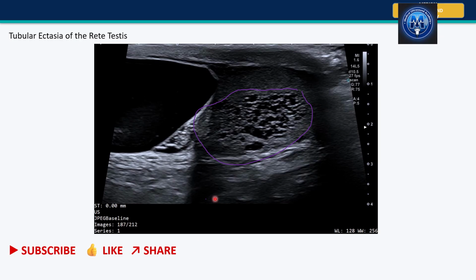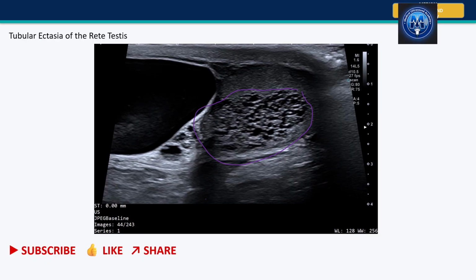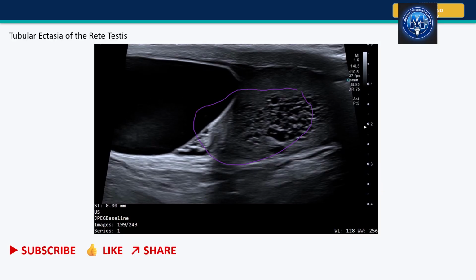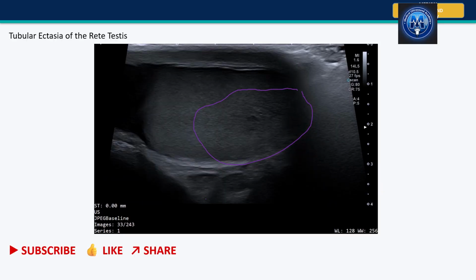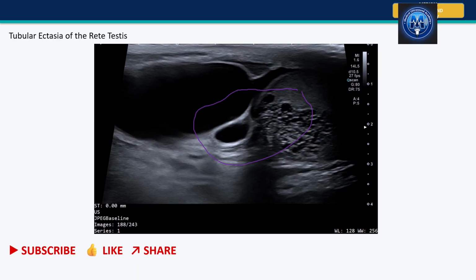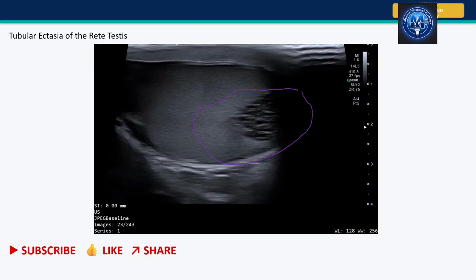So an encysted hydrocele is a type of hydrocele where the fluid is now contained. It's not spreading into the rest of the scrotum. It is just localized there. So unfortunately, as you can see, it's now causing the compression of the spermatic ducts, and we have got this configuration now, which is called tubular ectasia of the Rete Testis.